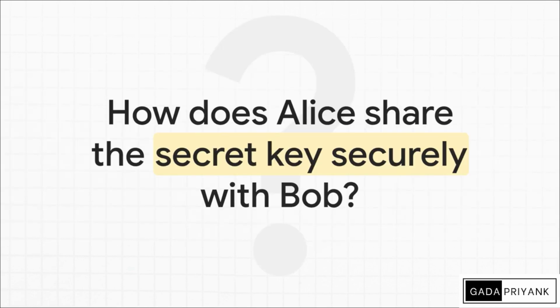And this is the million-dollar question. How on earth is Alice supposed to get that key to Bob safely? I mean, she can't just send it in an email. What if someone is listening in? If they grab the key, they can unlock everything Alice and Bob ever send to each other. That is the secret key problem. And trust me, it's a huge one.